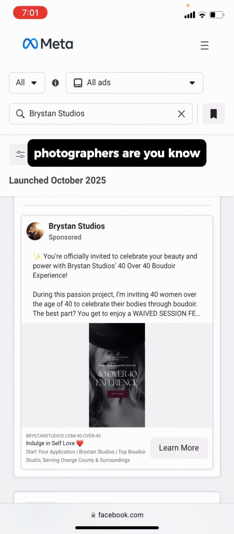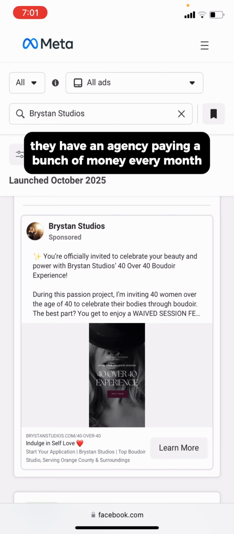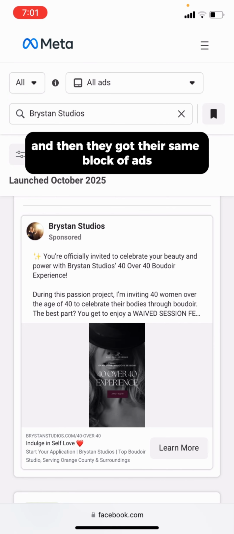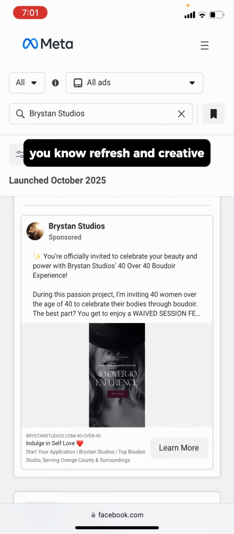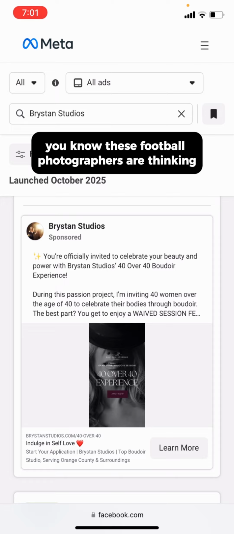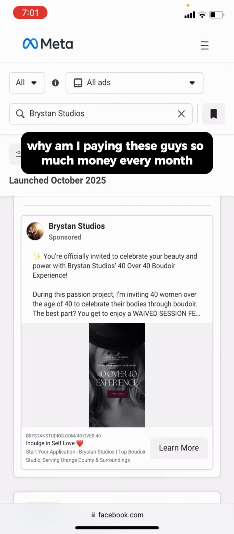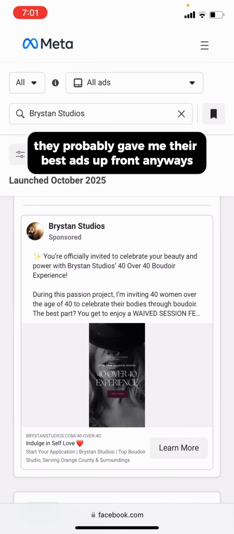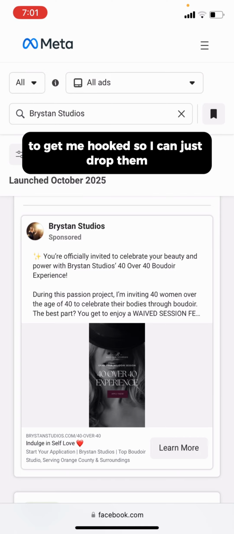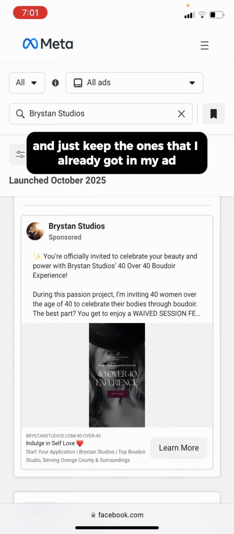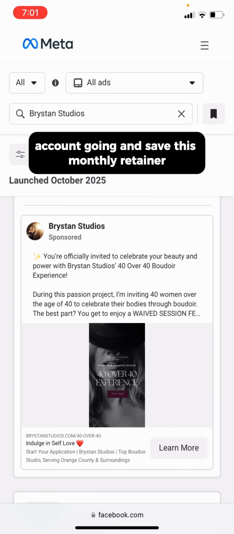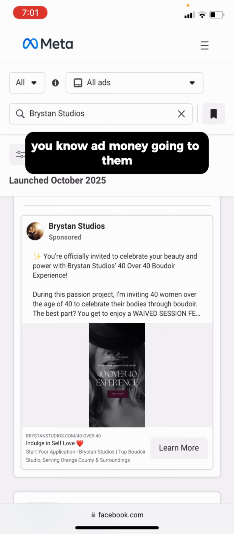Or boudoir photographers have an agency they're paying a bunch of money every month, with the same block of ad spend every month, and their results from ads are diminishing month after month, and their ad agency is simply refreshing creative. These boudoir photographers are thinking, dude, what the heck? Why am I paying these guys so much money every month to get worse and worse results over time? And they probably gave me their best ads up front anyways to get me hooked. So I can just drop them, probably run the ads as well as them, keep the ones I already have in my ad account going, and save this monthly retainer.